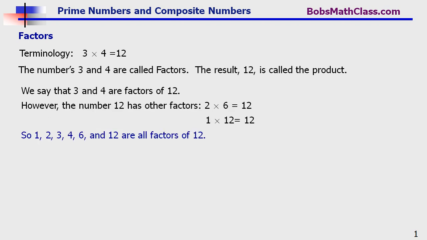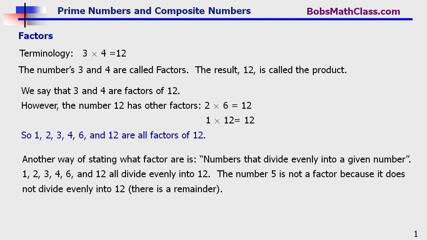We say that 3 and 4 are factors of 12. However, 12 also has other factors, because there's 2 times 6, which is 12, and 1 times 12, which is 12. So all of the factors are 1, 2, 3, 4, 6, and 12. So don't forget about the 1 and 12. You could always use 1 and the number itself. Those are also factors of the number. So this number 12 has, let's see how many, 3, 4, 5, 6 factors. 6 different factors.